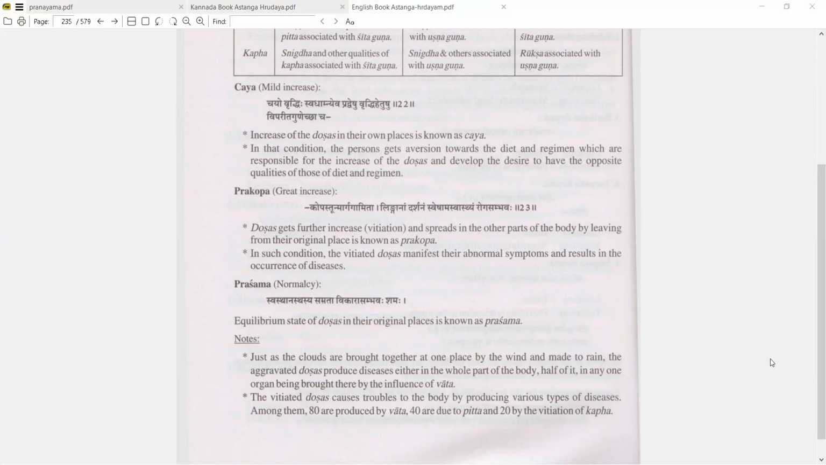Notes: just as the clouds are brought together at one place by the wind and made to rain, the aggravated doshas produce diseases either in the whole body, half of it, or in any one organ, being brought there by the influence of vata. The vitiated doshas cause trouble to the body by producing various types of diseases. Among them, 80 are produced by vata, 40 are due to pitta, and 20 by the vitiation of kapha.